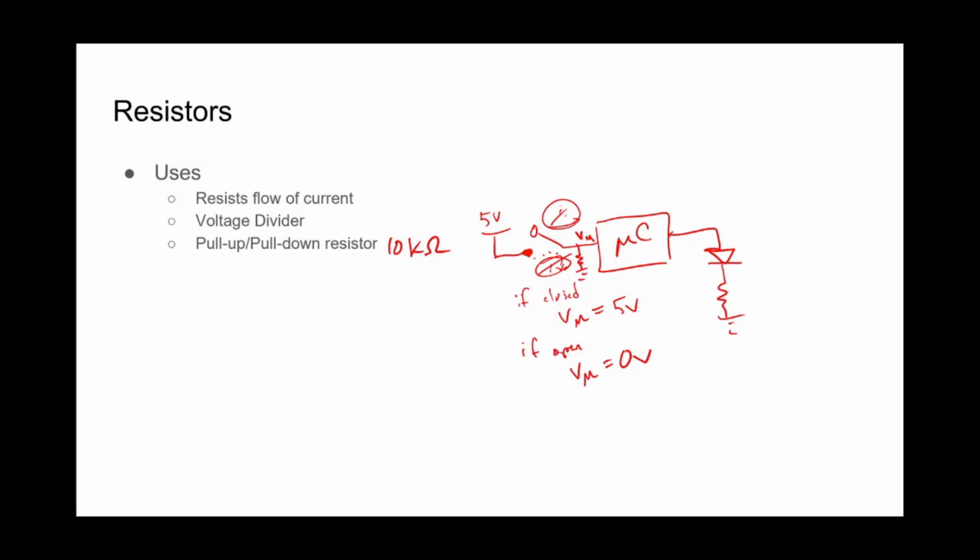One more thing that we need to cover is how this actually works without kind of breaking the laws of physics. So pull up and pull down resistors are essentially a voltage divider. If we look at it like this, right, we have 5 volts with a switch, and then we have our V out going to the microcontroller.